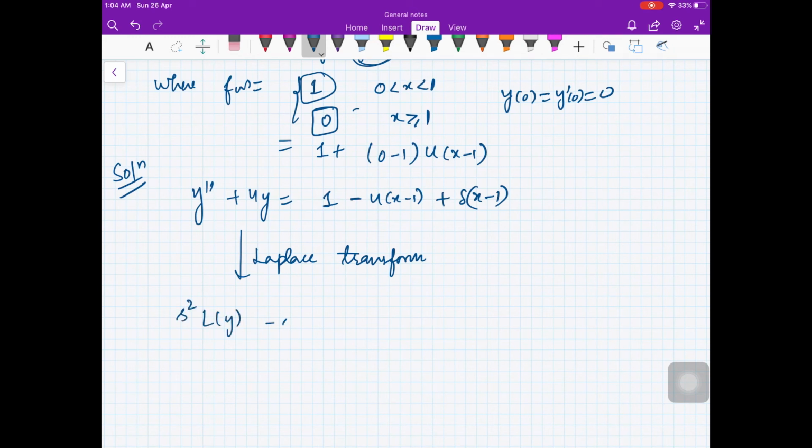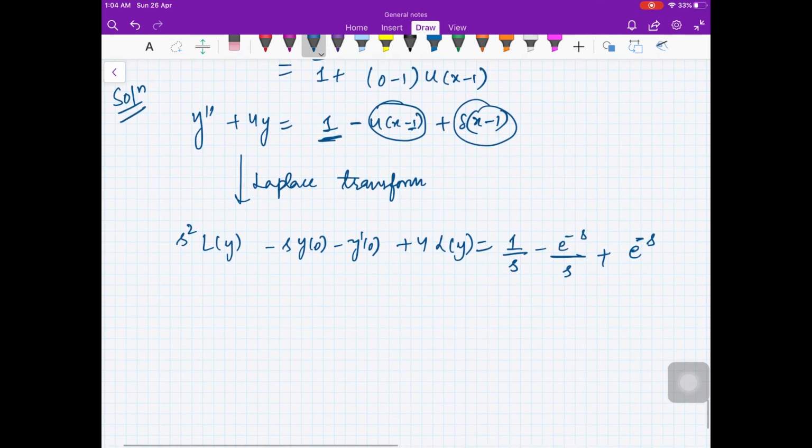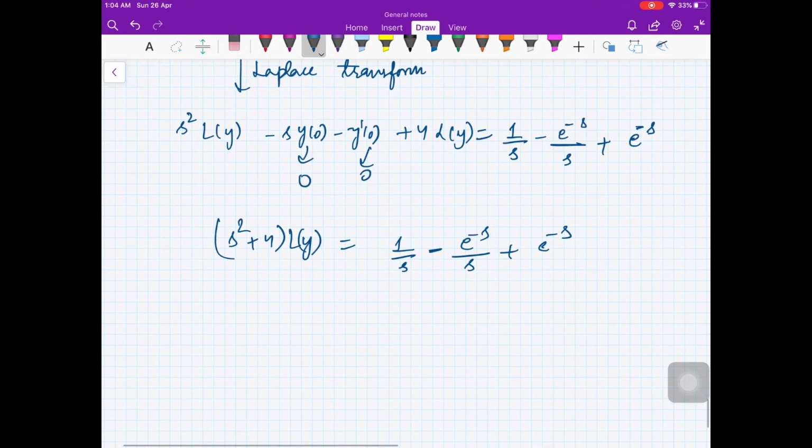We'll get s square L of y minus s y(0) minus y'(0) plus 4 L of y is equal to, on the right hand side, for 1 you will get 1 by s. For this function, I just told you that the Laplace transform is e raised to power minus s times 1 upon s, plus for the delta function we just saw that the Laplace transform is e raised to minus as, and a is 1 here, right? This is 0 given, this is 0, so you have s square plus 4 L of y is equal to 1 upon s minus e raised to minus s upon s plus e raised to minus s.